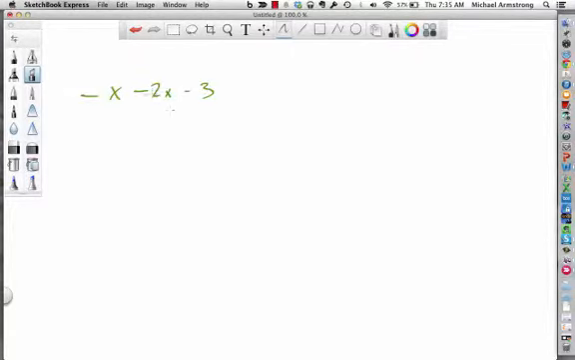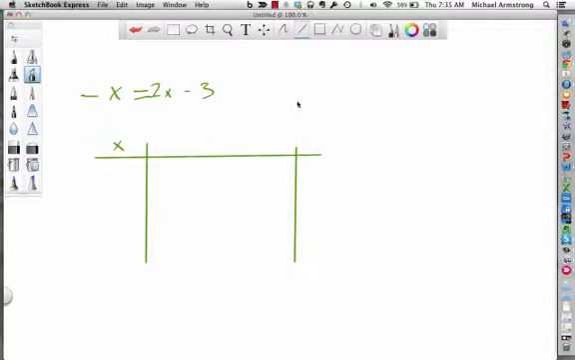Okay, let's try this again. This is negative x equals 2x minus 3. All right, so this makes a little more sense. And the graph, again, you can do it any way you want, but this is the way the book shows. We want to see what it's equal to. So x is here, and the solution is here. If we go back to the algebra method, negative x is equal to 2x minus 3.